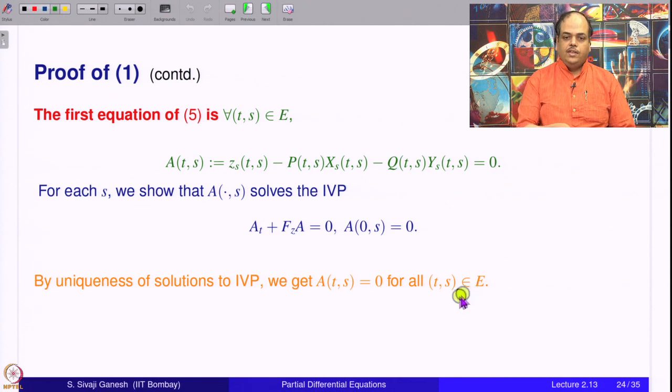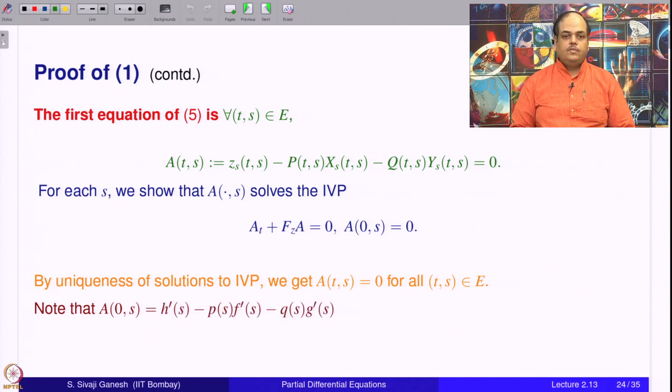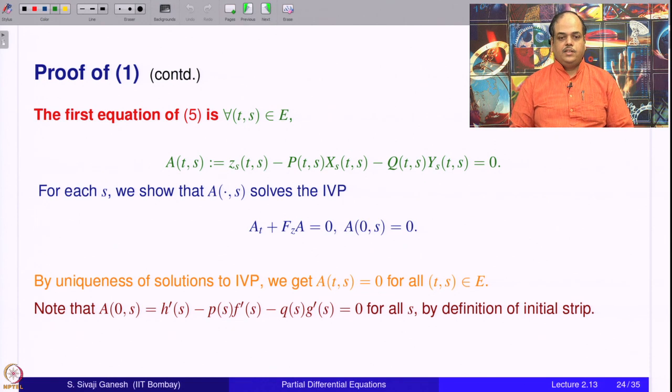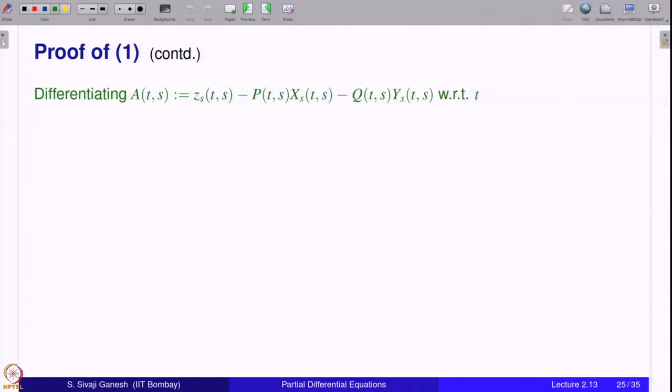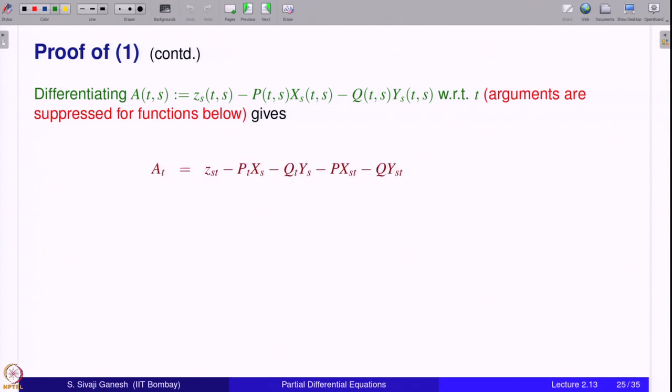So, we have to derive this equation, that is all that remains to show. A of 0,s is 0. Okay. All this is coming from the definition of initial strip, h' equal to p f' plus q g'. Okay. Differentiating A(t,s), we have to derive an equation satisfied by A(t,s). So, the only thing you can do is differentiation.